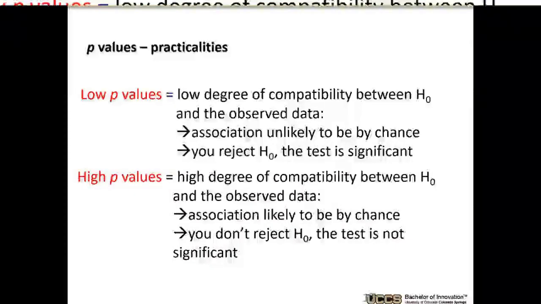So low p-values mean a low degree of compatibility between the null hypothesis and the observed data. The association is unlikely to happen by chance. You reject H0 and the test is significant. The p-value says how significant it is. For high p-values, we have a high degree of compatibility between H0 and the observed data. So the association is more likely to happen by chance. So you can't reject H0. The test is not significant.